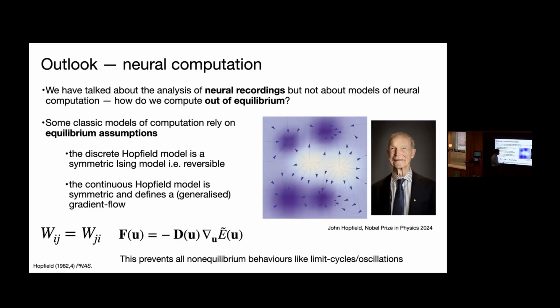What Hopfield showed, and he used it as a feature, not a bug, is that recurrent neural networks with symmetric connections are defined by an energy function, and you just flow to the minimum points of the energy function. As I'll show in the next slide, he used this to build models of associative memory, as we know, but it prevents all kinds of non-equilibrium behavior. You can't have limit cycles, you can't have chaos, you can't have anything if it's just an energy function.